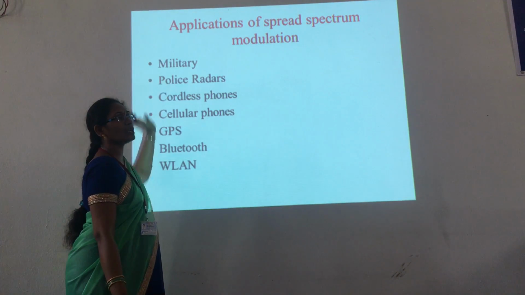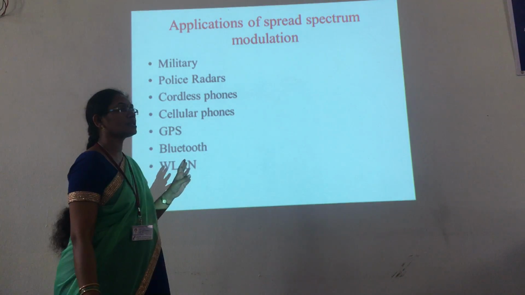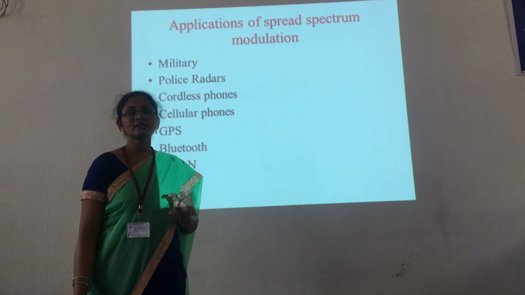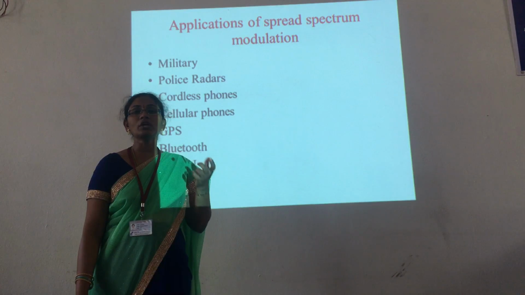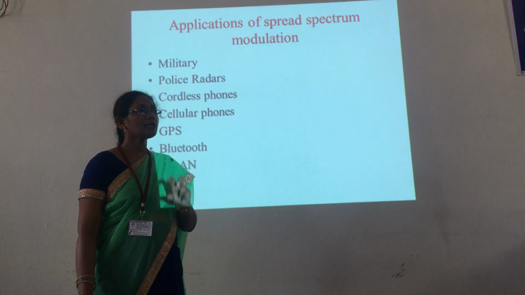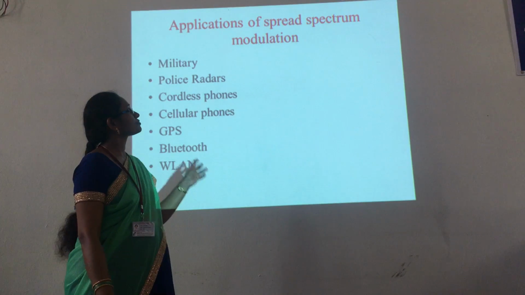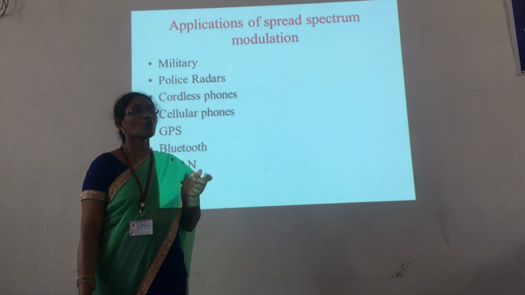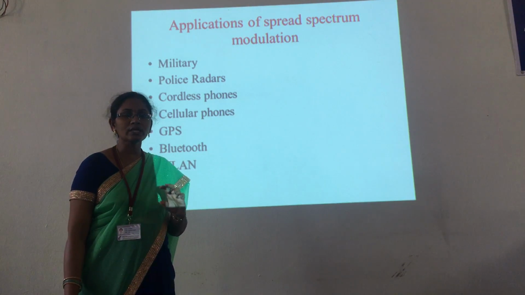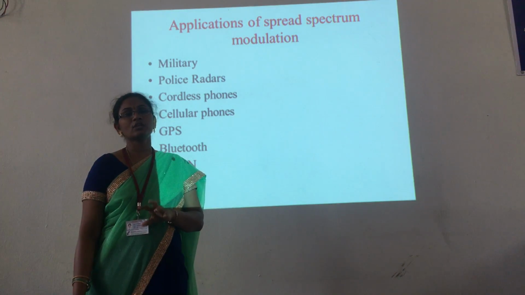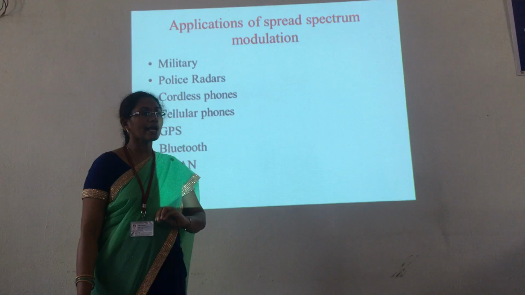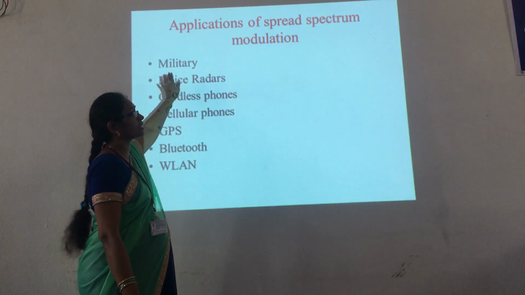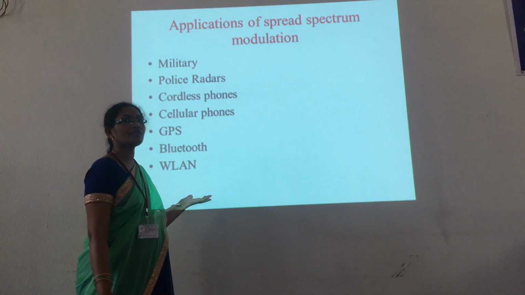Coming to the military application, when the enemy knows the frequency band in which we are transmitting the signal, he will intentionally transmit signals in order to jam our original signal. But in spread spectrum modulation we are using the PN sequence. By the PN sequence we are converting the narrow band signal into a wide band signal, so that the signal is spread. So the enemies cannot identify our original information. In this way we can use this application in the military, and these are the different applications.